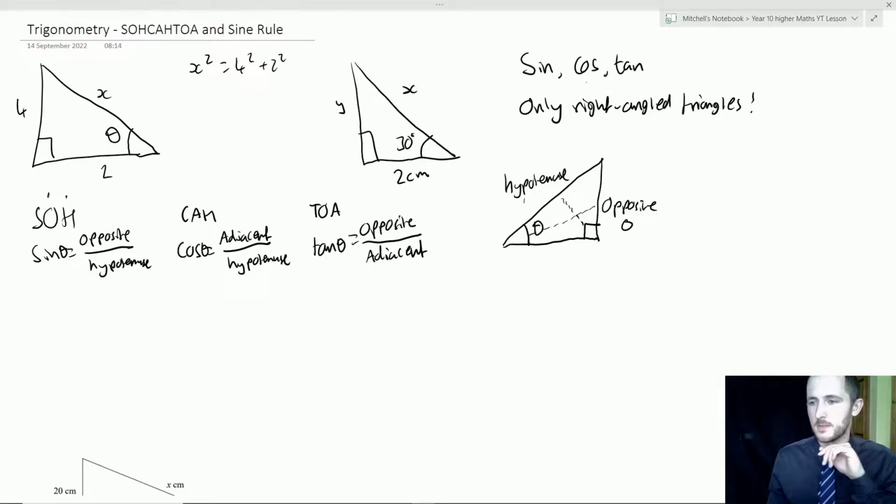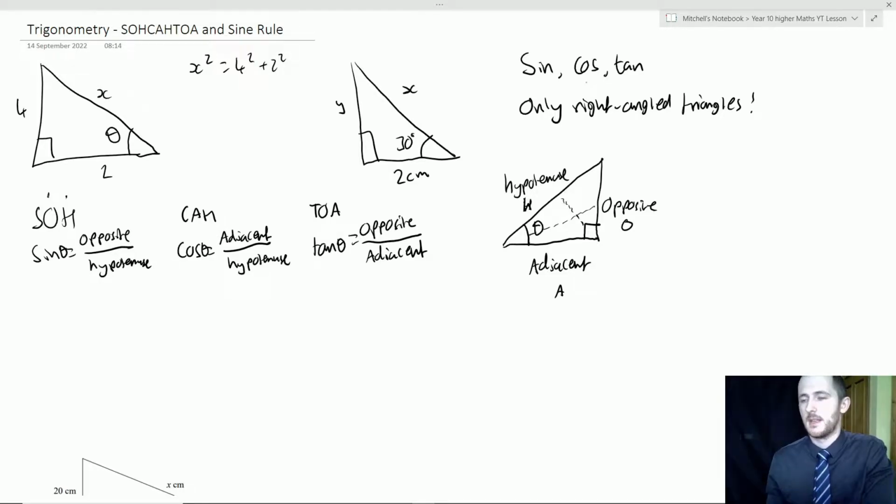Okay, so the hypotenuse we sometimes just label as H. And the adjacent is the last one left, right? The triangle is made of 3 sides and we have 3 names. Okay. So that's where that comes from.